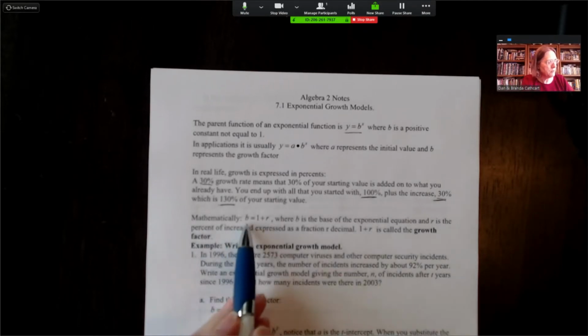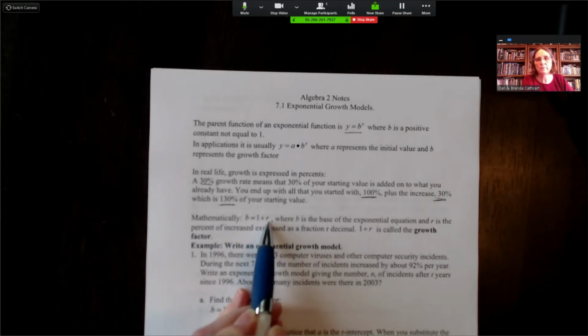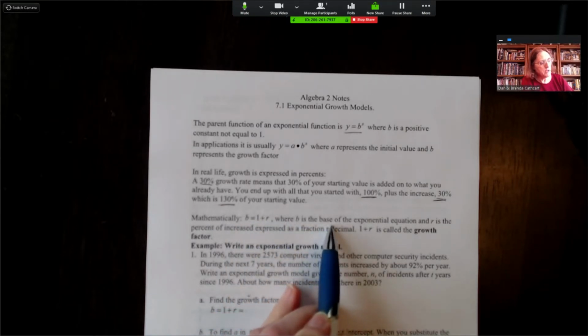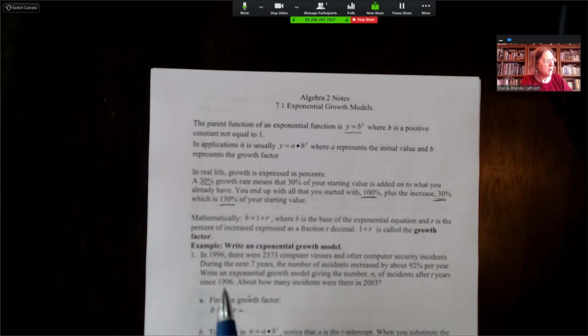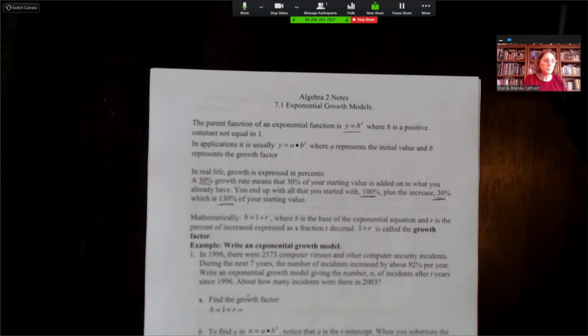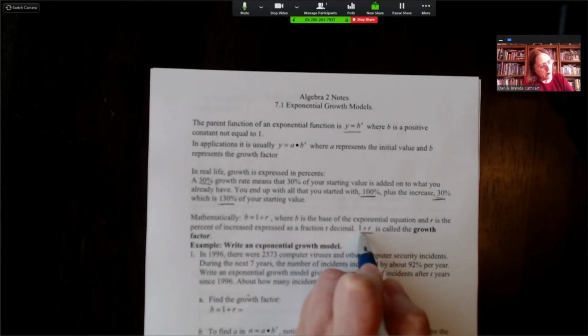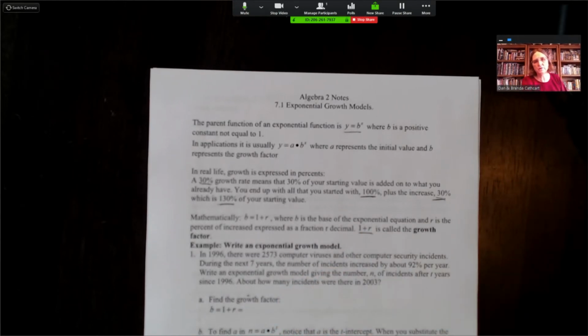Mathematically, we say that the growth factor b is equal to 1 plus r, where b is the base of the exponential function, and r is the percent of increase expressed as a fraction or as a decimal. So 1 plus r is called the growth factor.